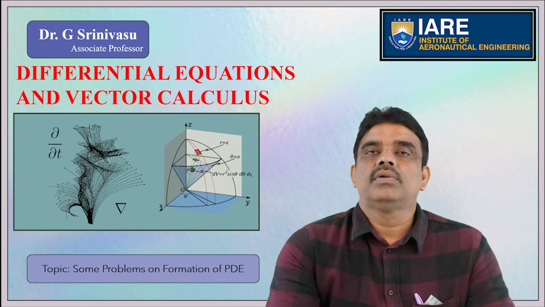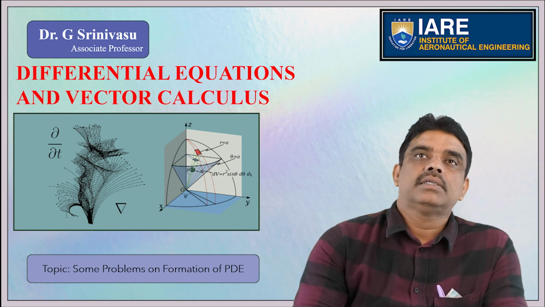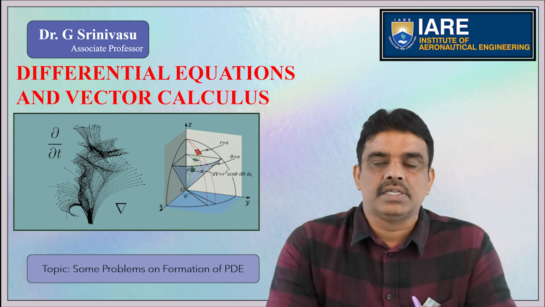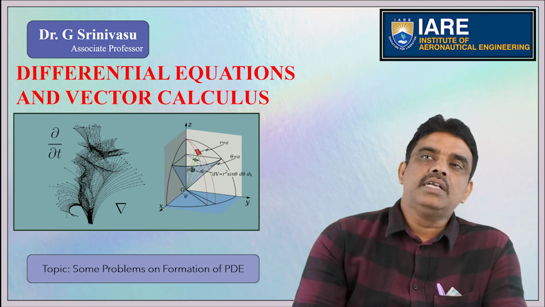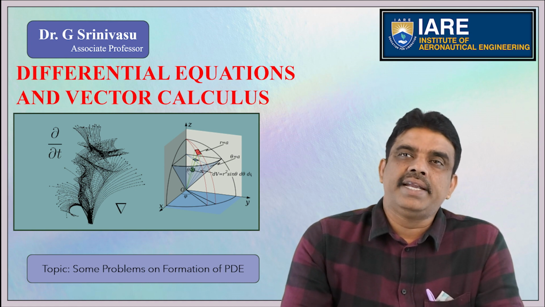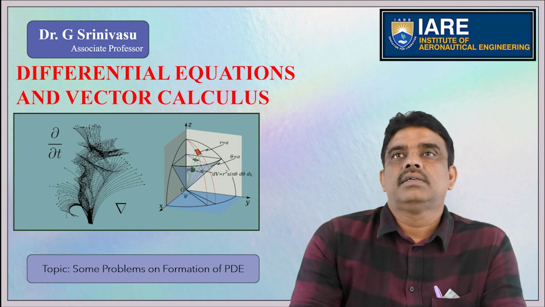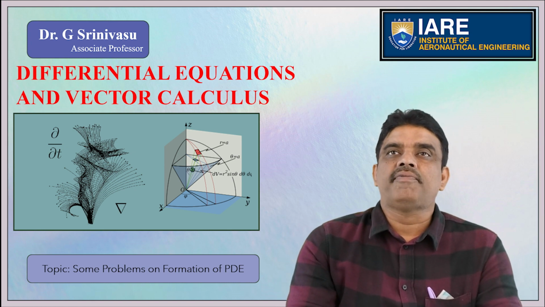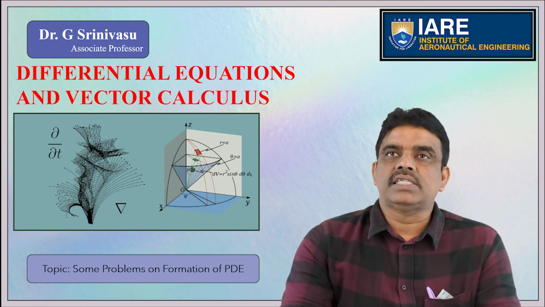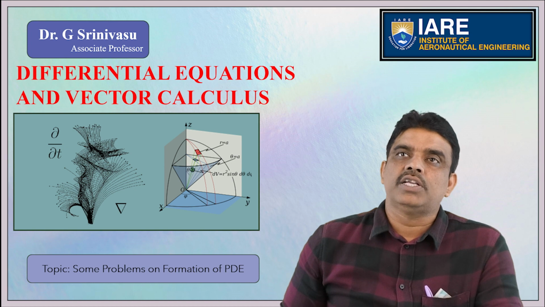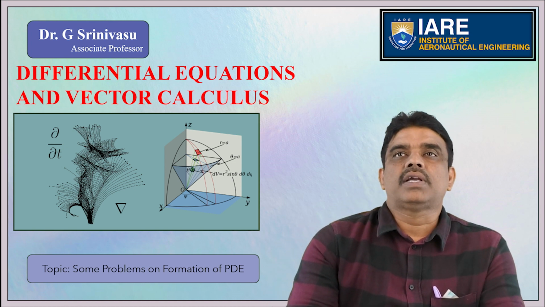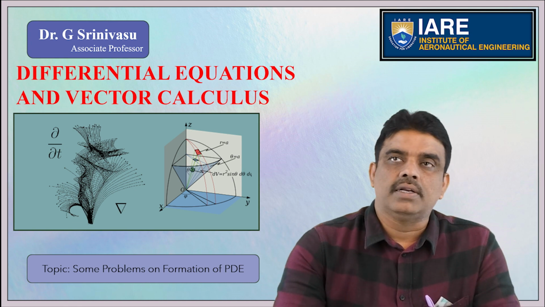In this video, I would like to discuss the problems on formation of partial differential equation. The partial differential equation can be formed in two ways: by eliminating arbitrary constants and by eliminating arbitrary functions. There are two methods. One is elimination of arbitrary constants and the other one is elimination of arbitrary functions. So by eliminating these, we can form the partial differential equation.